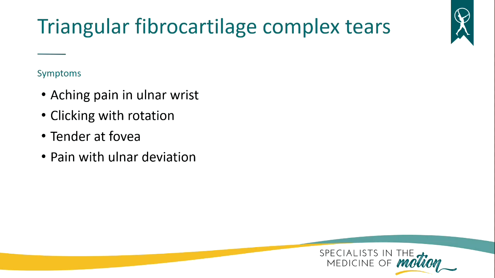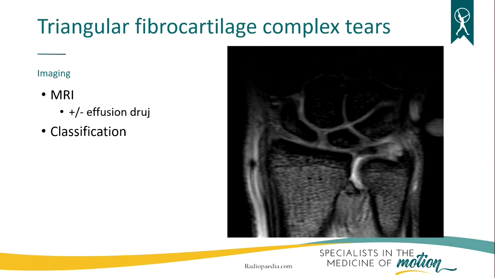So these patients also have pain in the ulnar wrist, maybe some clicking, they're tender at the fovea, and the ulnar stress test or ulnar deviation test will also be uncomfortable. MRI is very helpful for this. You may see enhancement or edema in the TFCC. You may see a linear split, and you may see effusion where some of the joint fluid is leaking down between the distal radius and ulna.